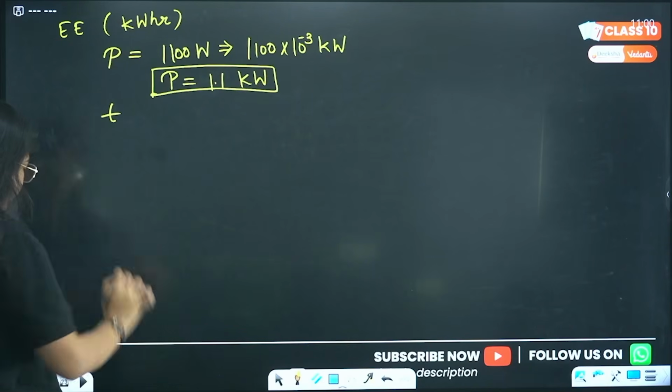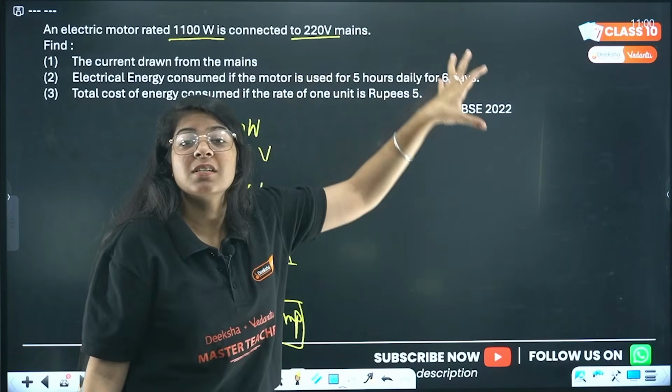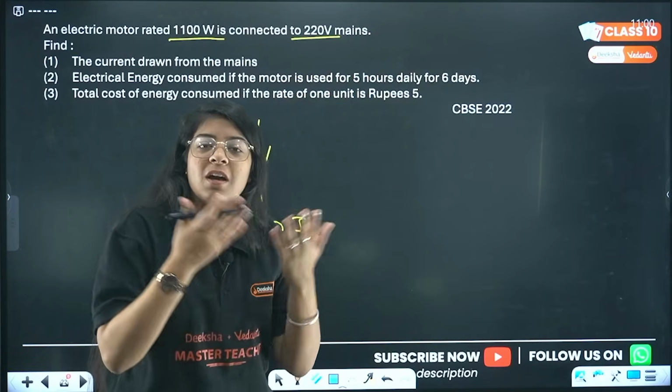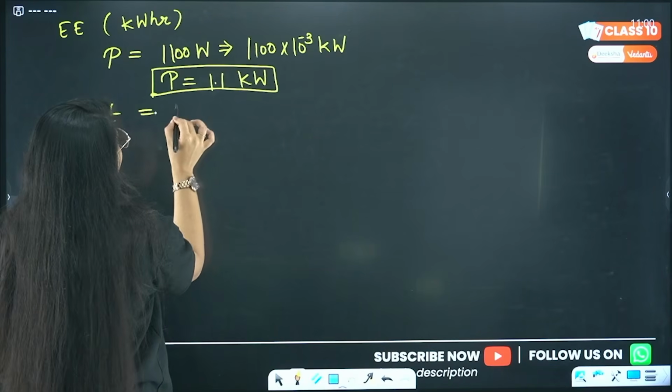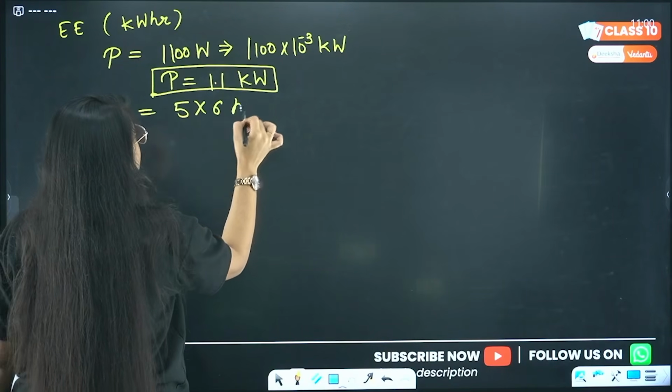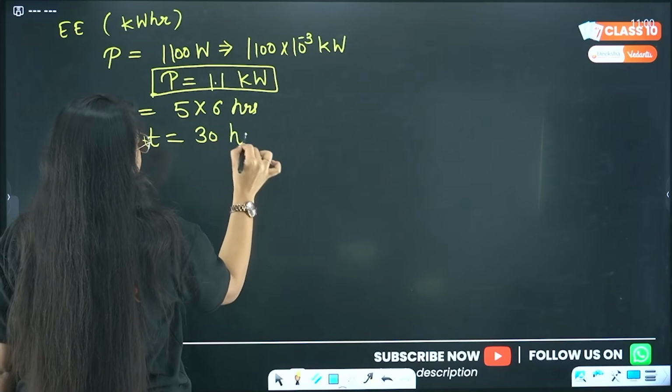Now what was the time? The motor is used for 5 hours daily for 6 days. That means how many hours? 5 into 6. Basic. So the time is 5 into 6 hours. That means time is 30 hours.